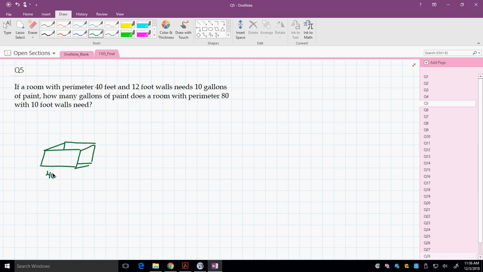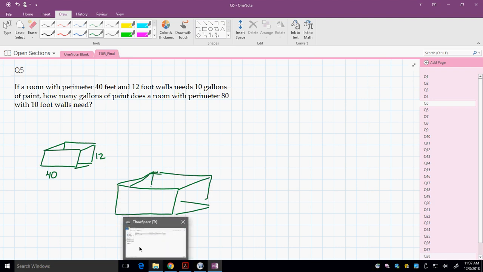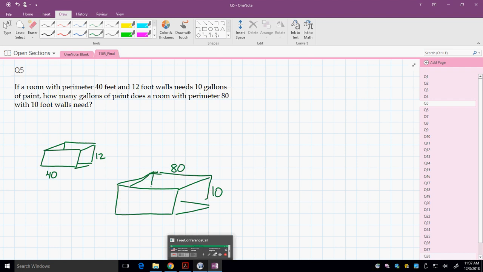So if we have 40 times 12, and the other box is going to be 80, 10. The board is not helping with my drawing, which I'm not good at anyway. So we have 80 and we have 10. This is a proportion. How do we set this up?